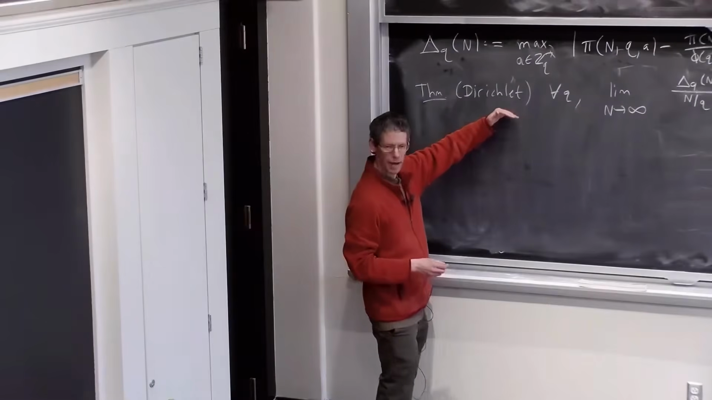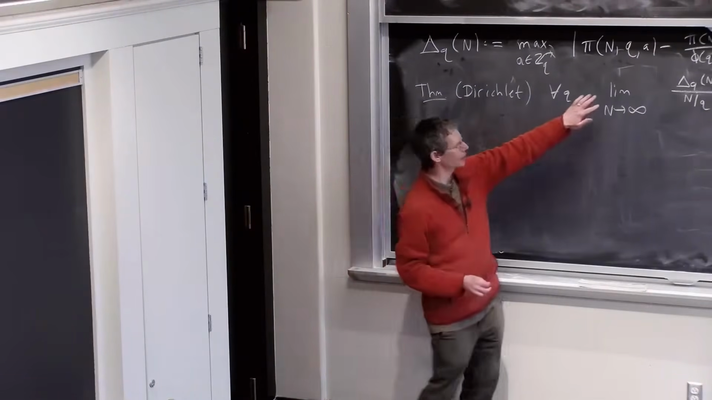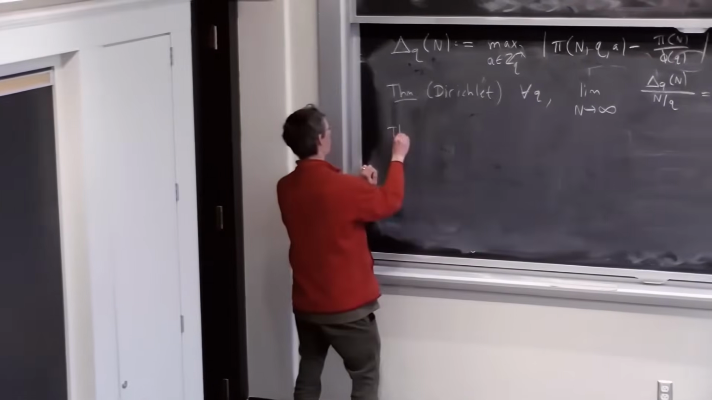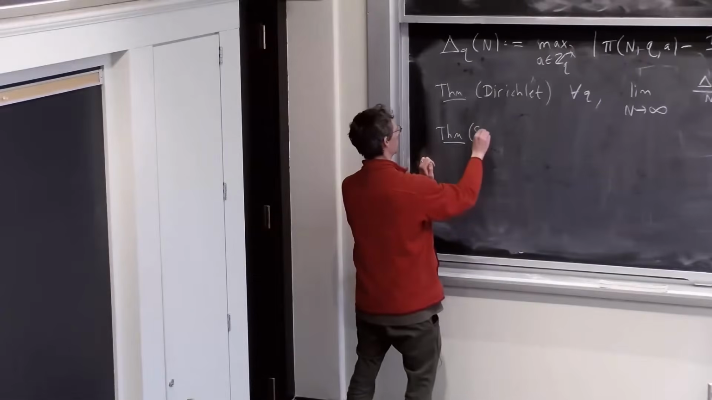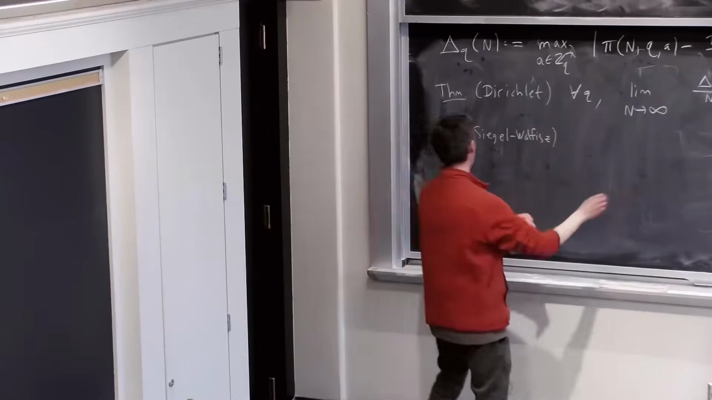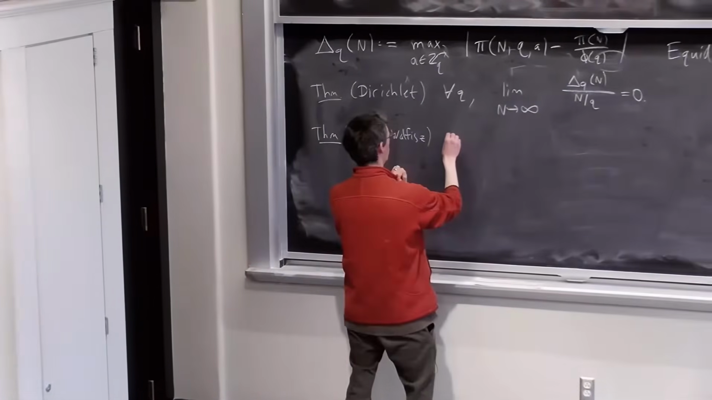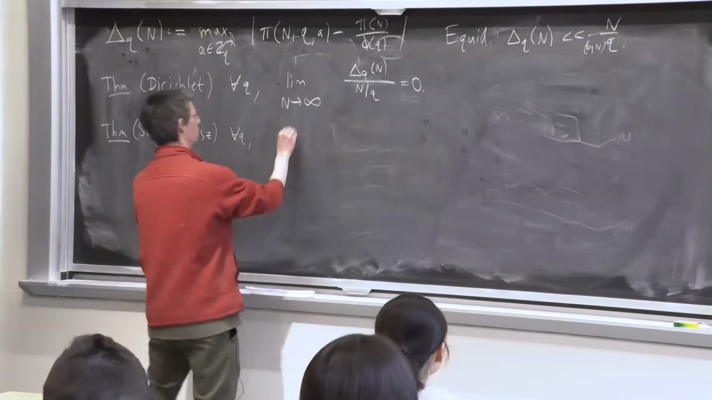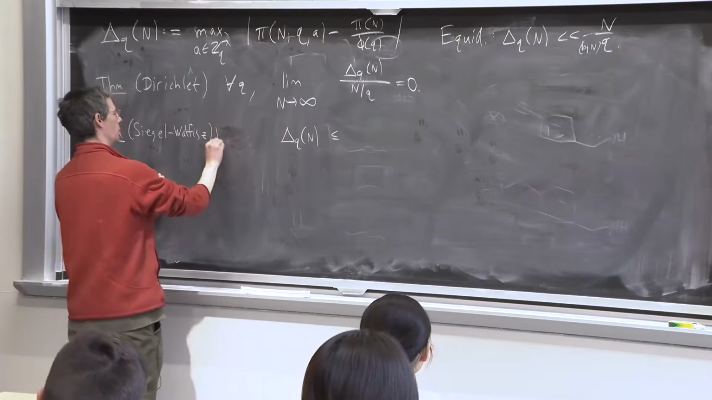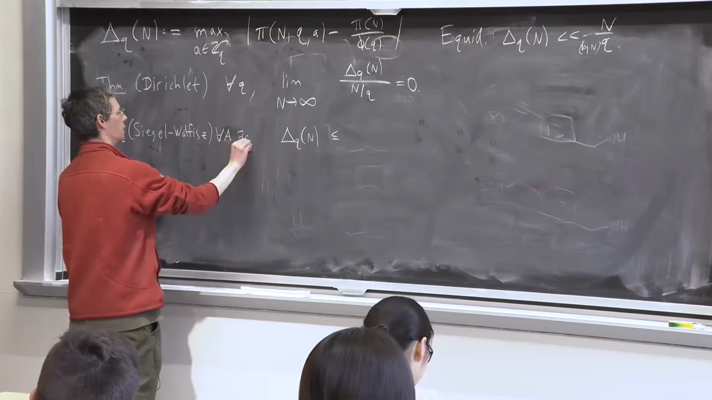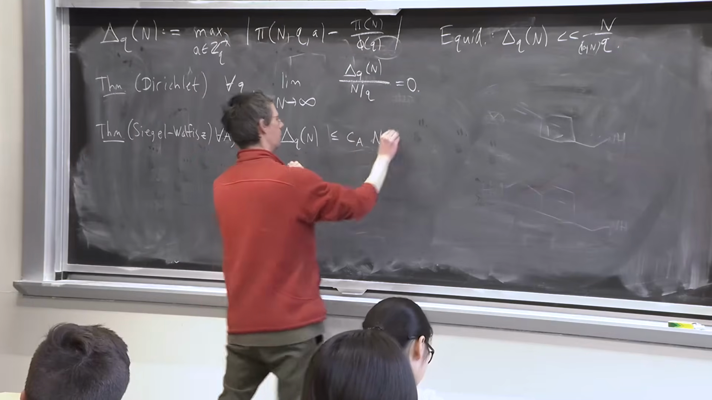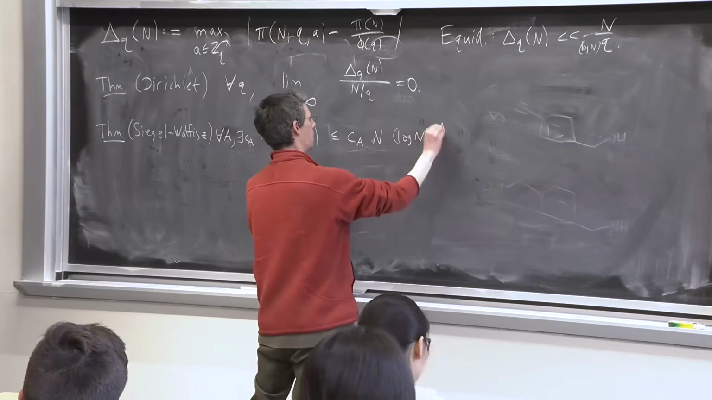So Dirichlet's arguments, you can make them quantitative. Instead of having a limit, you could say if n is sufficiently big. And they were made quantitative by Siegel and Walfisz, which involves some additional ideas. And so this line of thinking led to the following theorem. For any A, there's a constant c_A, and delta_q of n is bounded by c_A n (log n)^(-A).